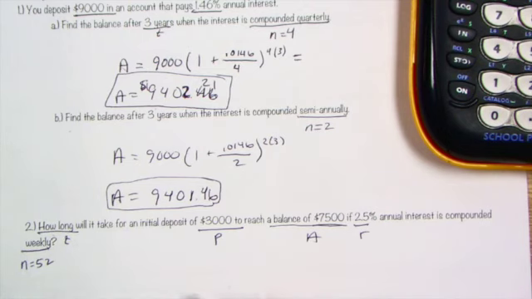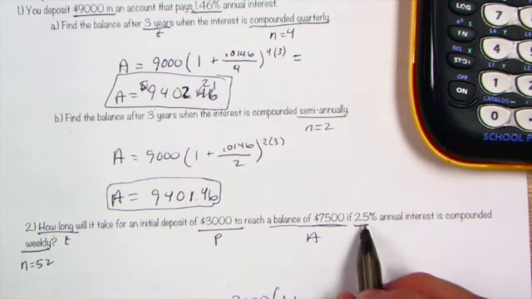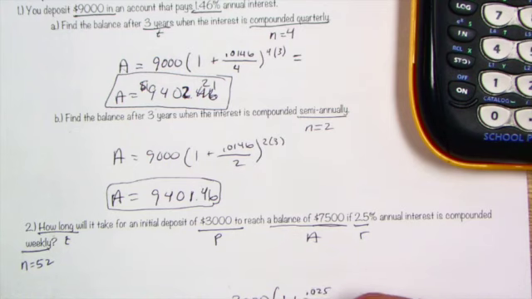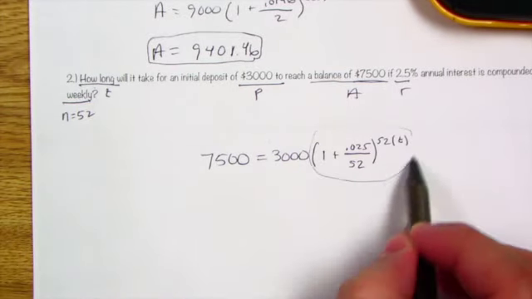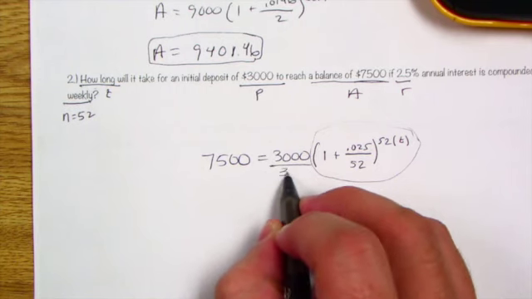So I have A, which is 7,500. I have P, which is 3,000. I have 1 plus my R as a decimal, 2.5% is 0.025, over the number of times it's compounded per year, N, times the same N, and the number of years we don't know, T. So just like the previous problems that we did, you want to isolate the exponential part here. So I am going to divide the 3,000 over.